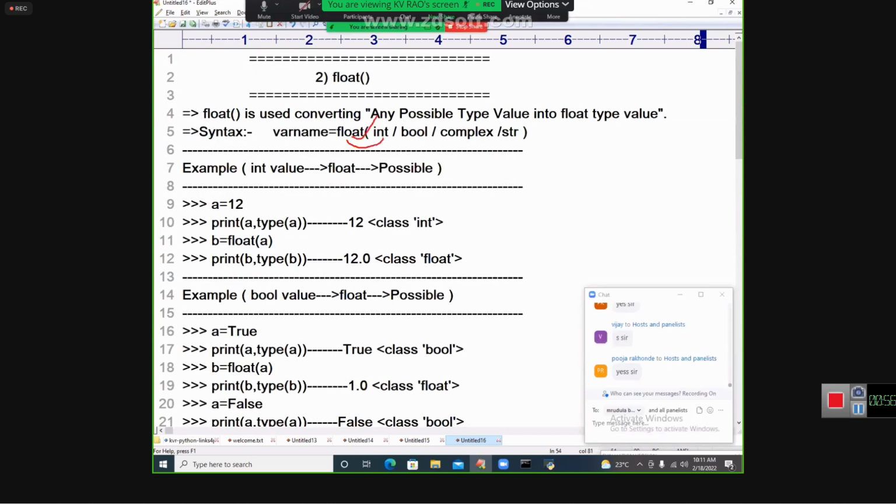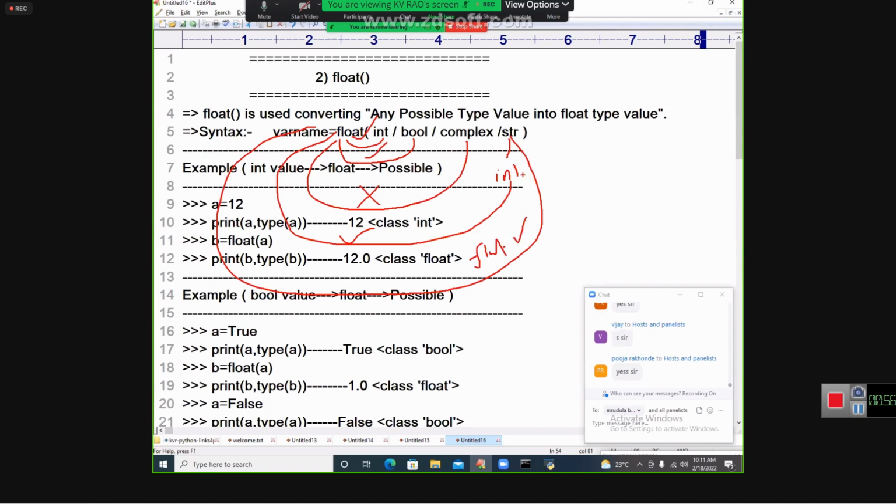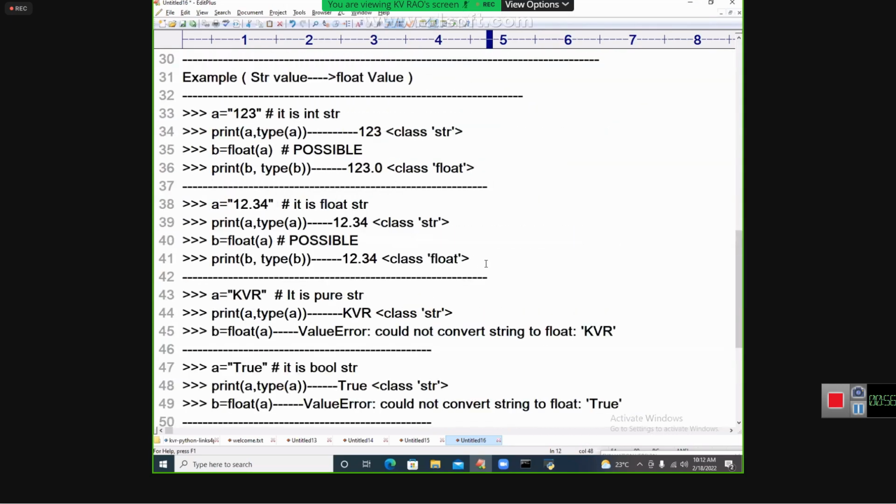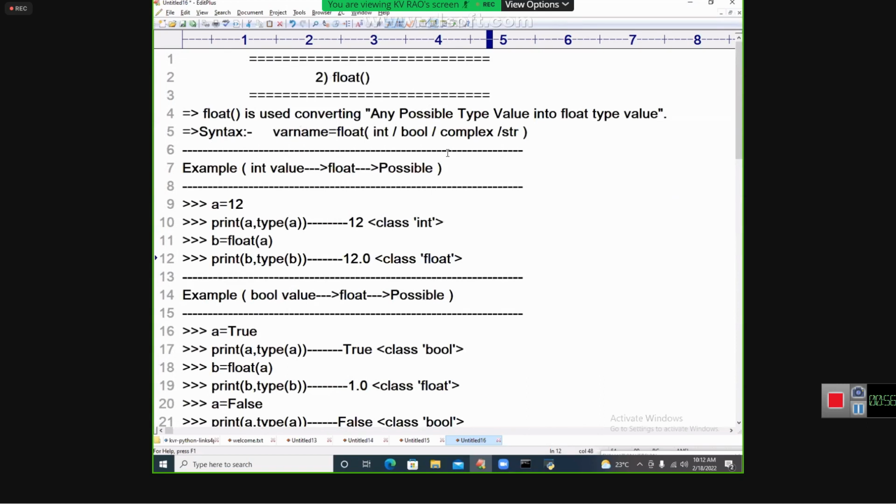Int to float, okay. Bool to float, okay. Complex to float, not possible. Str into float, okay. Str float to float, okay. This is also okay, valid. Pure str not possible. Complex str not possible. Bool str not possible. See how many possibilities and not possibilities. Are you confident? See how many examples. Are you confident, guys? Yes. Float data type, we got it.